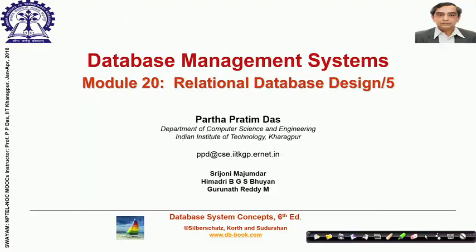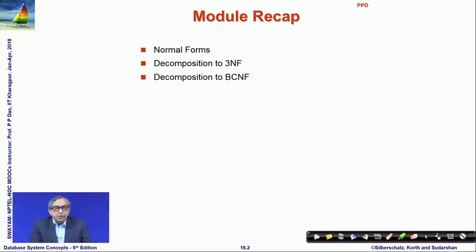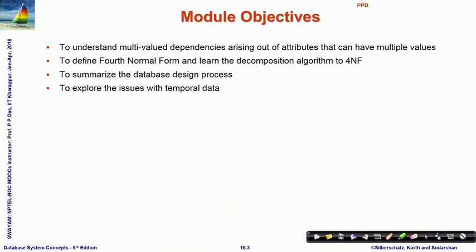of relational database design. In the last module, we saw some very key concepts of relational design, that of normal forms, third and Boyce-Codd normal forms specifically, and how to decompose into them, and how we benefit from this kind of decomposition in removing the anomalies by reducing the redundancy in the design.